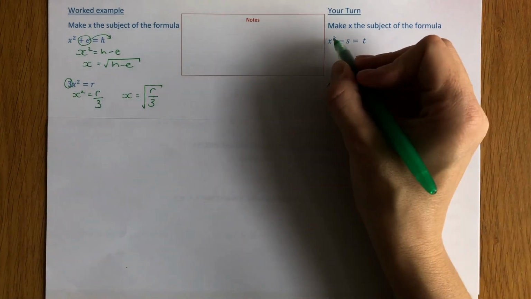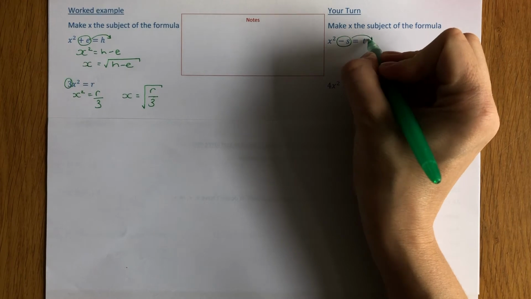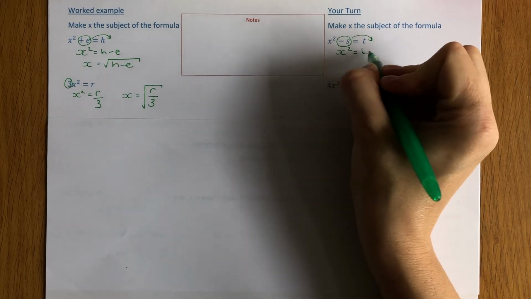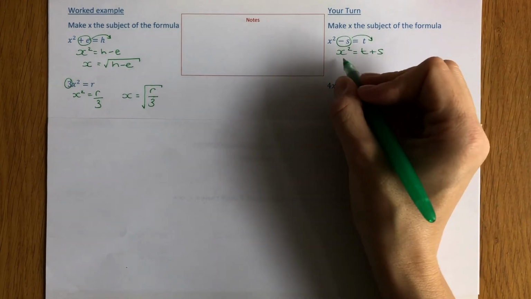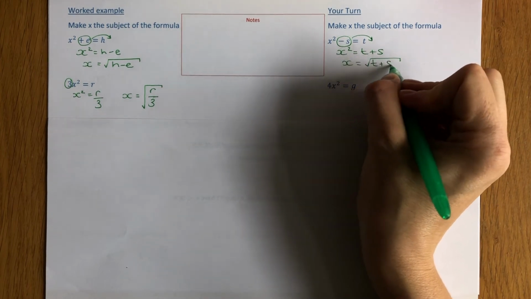Okay, so we are squaring the x and minusing s, so we move the minus s first. Opposite of minus s is to plus s. Opposite of squaring is to square root everything on the other side.